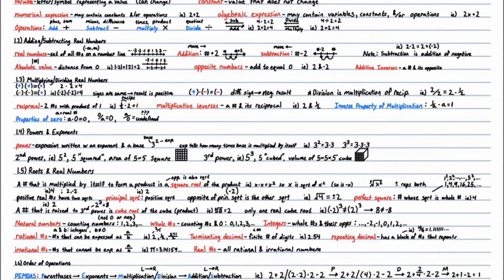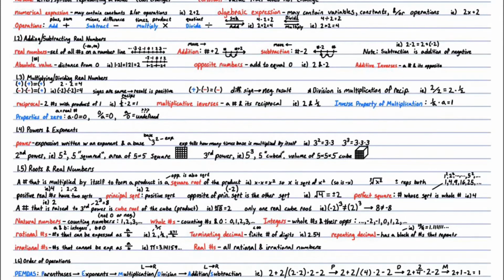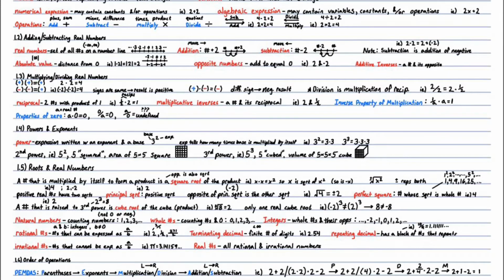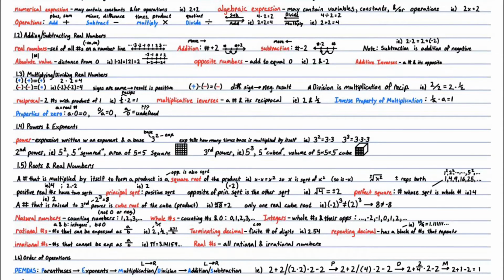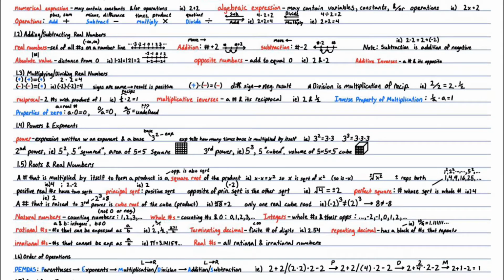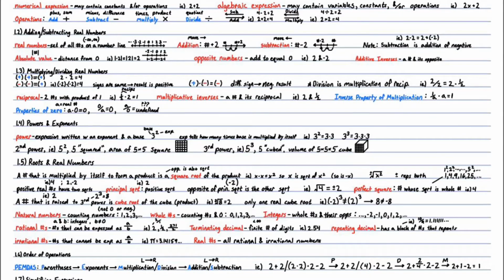Division is multiplication of the reciprocal, i.e., 2 divided by 2 equals 2 times 1/2 because 1/2 is the reciprocal of 2. Two numbers are reciprocals if their product is equal to 1, i.e., 2 times 1/2 equals 1, so 2 and 1/2 are reciprocals. Multiplicative inverses are a number and its reciprocal. Inverse property of multiplication: a number times its multiplicative inverse equals 1.